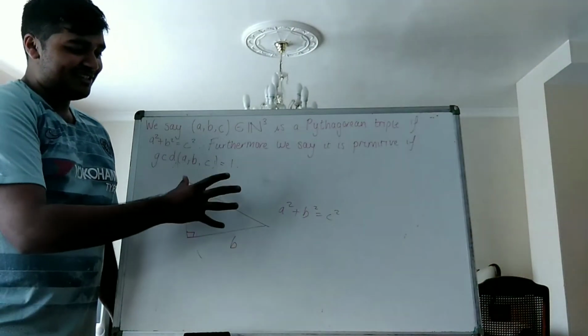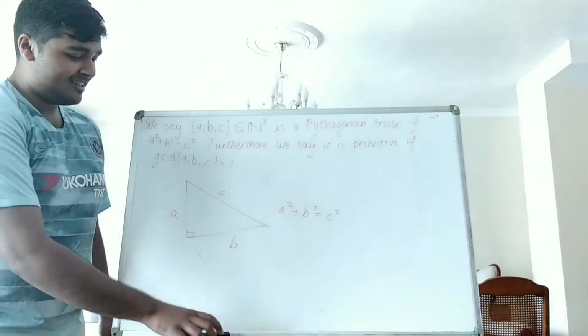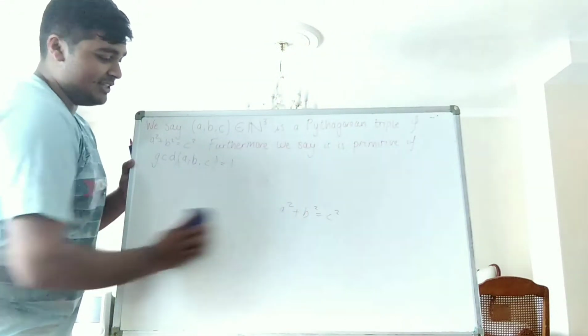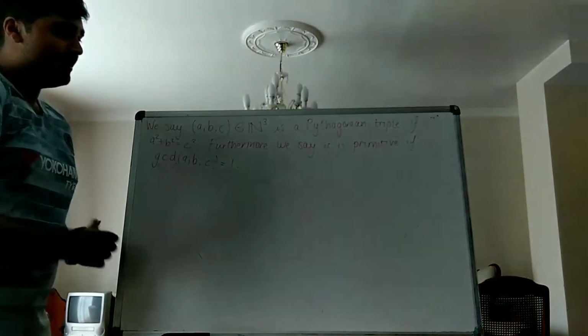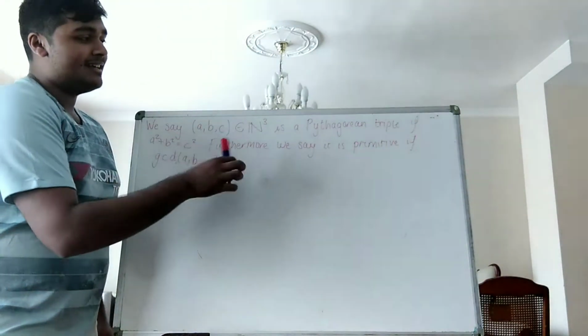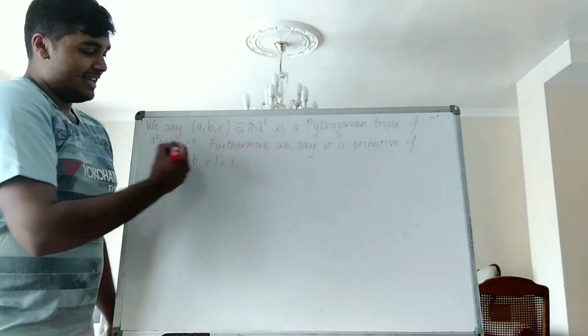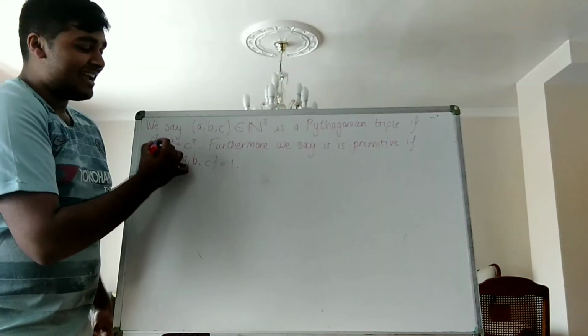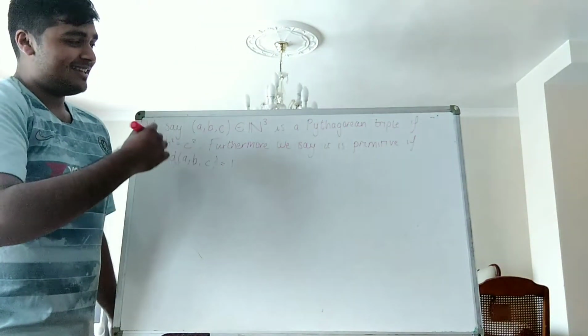But this is a geometry sort of side of things. I'm not going to be looking at that today. I'm going to be looking at a number theory problem, which is very, very related. So firstly, we say that a set of three positive integers, a, b, c, is a Pythagorean triple if it satisfies Pythagoras' equation, a squared plus b squared equals c squared.